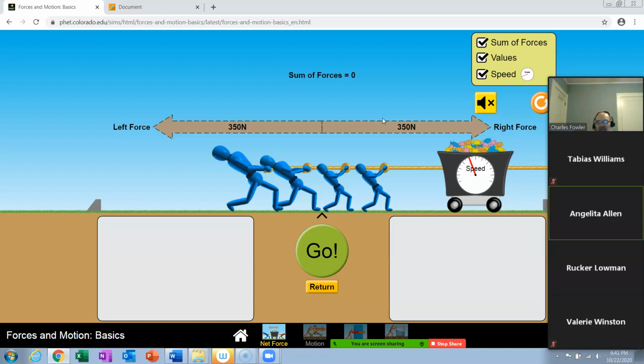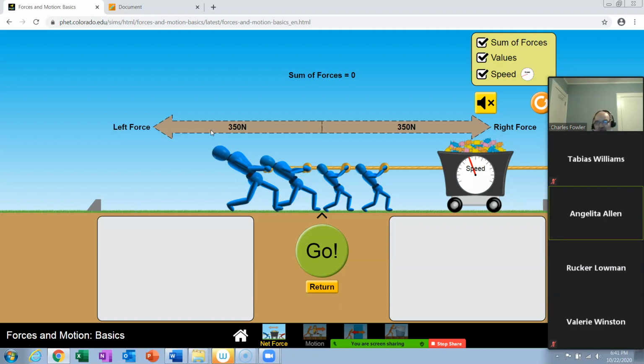Yeah, sum of forces was zero. There were lots of forces, but the sum of forces, the net force, was zero. You had 350 to the right, but 350 to the left. Sum of the forces, zero, because this is a plus, that's a minus, they add to zero. Direction, none, because with no force, you can't have a direction.